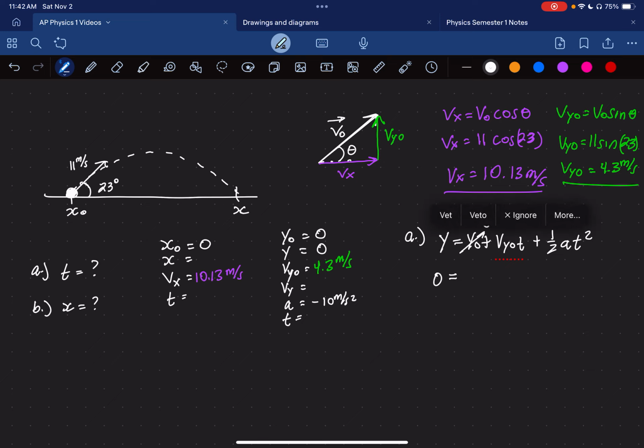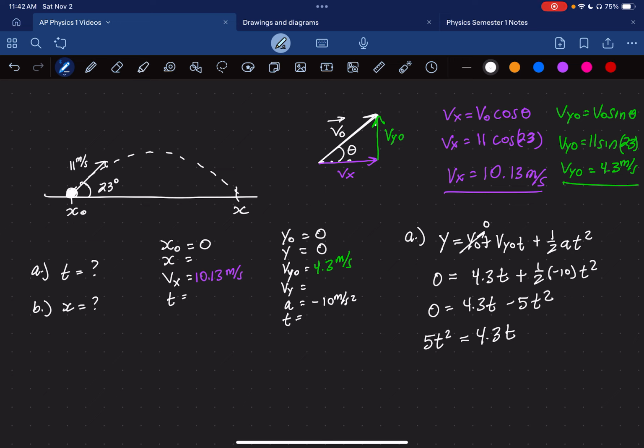Vy naught is 4.3 times the time unknown plus 1/2 negative 10 t squared. This is 4.3t minus 5t squared, which will add 5t squared to both sides. We get this.